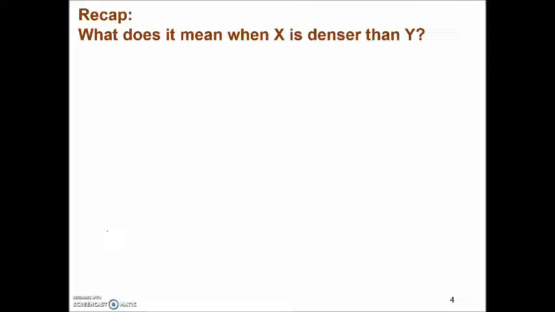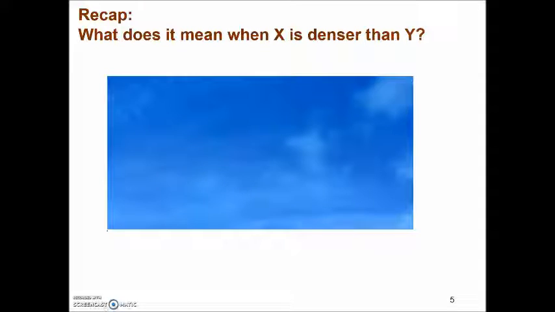Now, what does it mean when something is denser than something? For example, X is denser than Y. Now, key in your answer in the question box that will appear. Well, if you remember the movie Up, the balloons are less dense than air. And let's look at what happens.